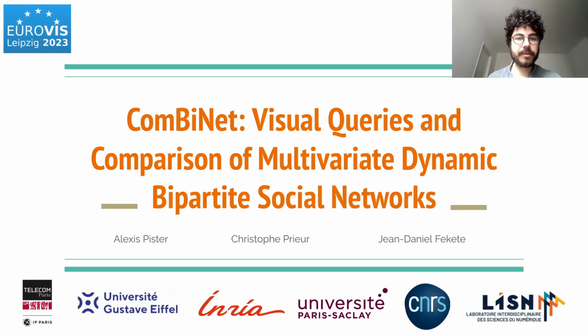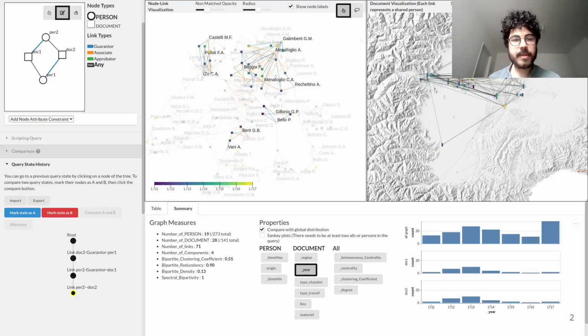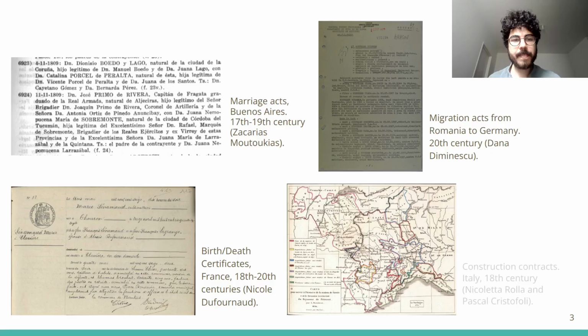Today I will present ComBiNet, an interface for visual queries and comparisons of multivariate dynamic bipartite social networks. This is a work done during my thesis with Prieur and Jean-Daniel Fekete at INRIA and Gustave Eiffel University. This is what looks like the final interface, but first, let me present you a bit of context.